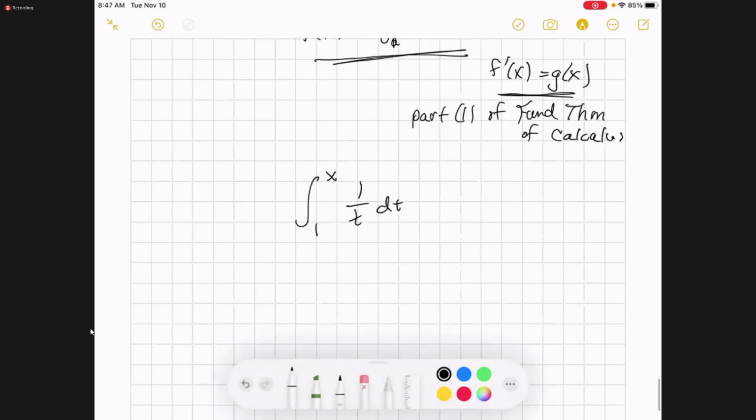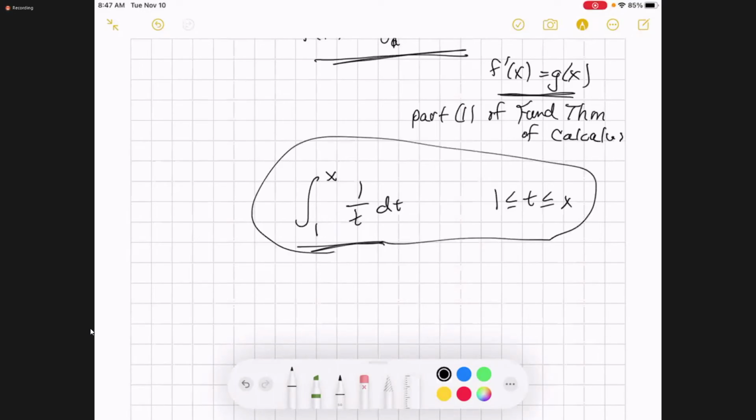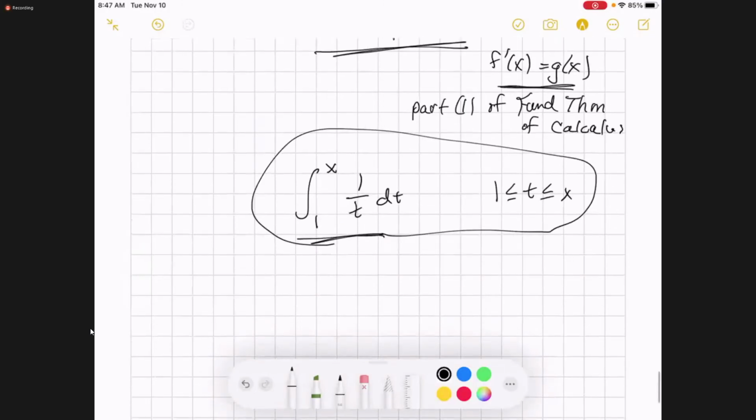Anytime I write this, it is a definite integral. That means that t represents numbers in between 1 and x. But now we're defining this to be this definite integral. So now I'm allowing x to vary over the positive numbers, and ln of x, I'm defining to be the integral from 1 to x of 1 over t dt.